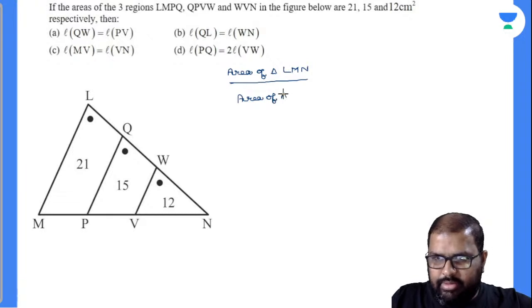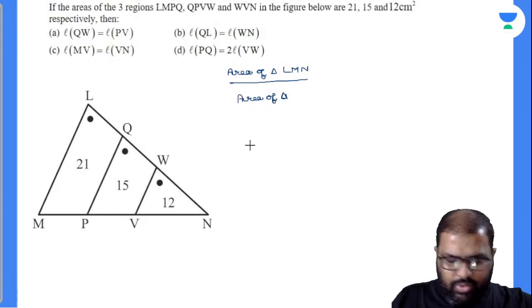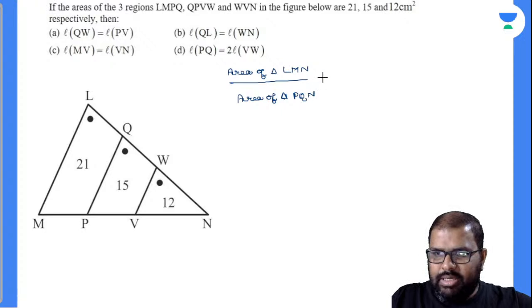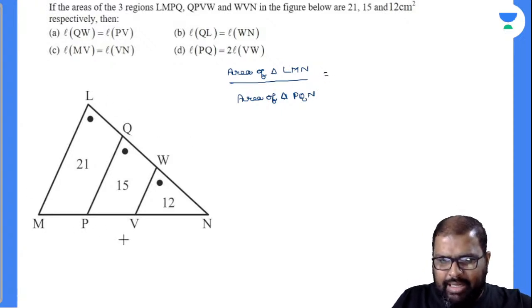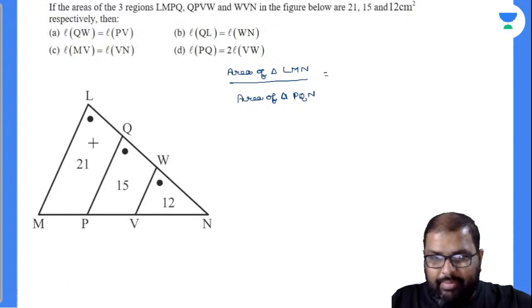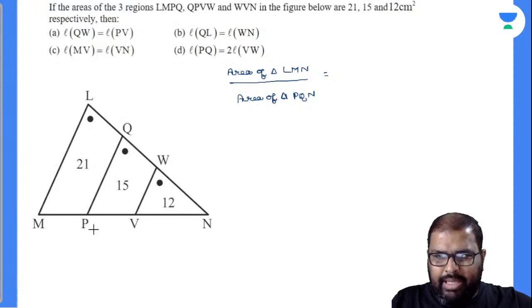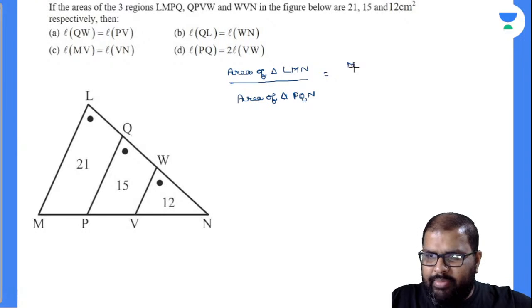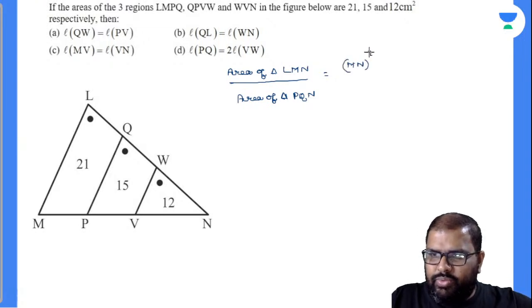Srinivas, did you sleep there? It's 11 still here. PQN. Now closely observe the triangle LMN, tell me the area. LMN and PQN are residing on the same base, so I can take down this one. Everybody knows in similar triangles, the area of the triangles will be equal to the square of their sides, MN square divided by PN square.